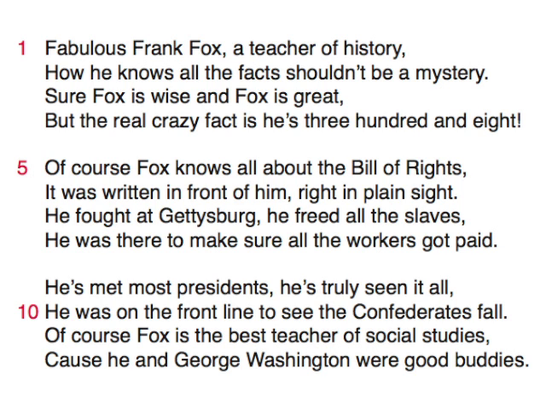All right, let's go through this poem line by line, please. Now, we start off with line 1. Fabulous Frank Fox. Ooh, tough for me to say, because it's alliteration. I am repeating the initial consonant sound in Fabulous Frank Fox. So we have alliteration in line 1. Now we go on to line 2. How he knows all the facts shouldn't be a mystery. Line 3. Fox is wise and Fox is great. Wow, these sound like traits. I'm calling him wise and great. Definitely have some characterization here. Hopefully we found that one.